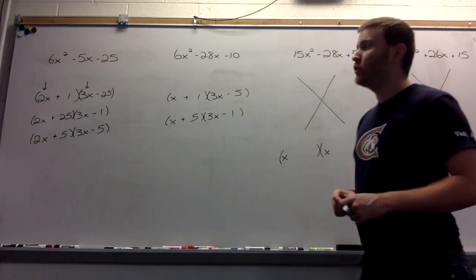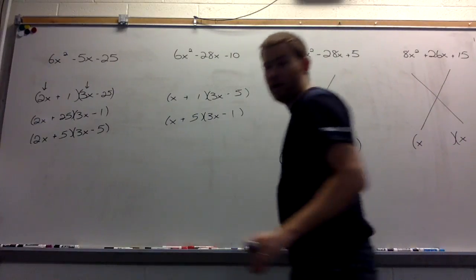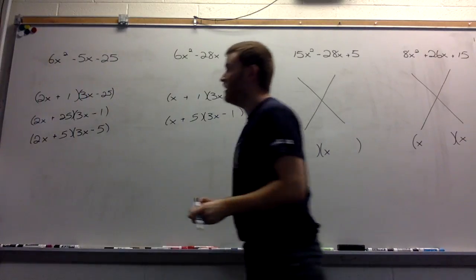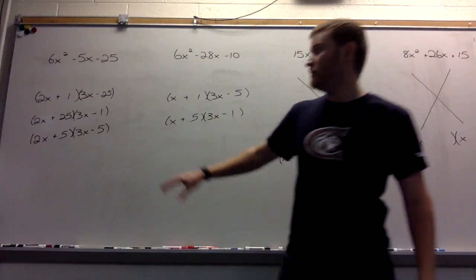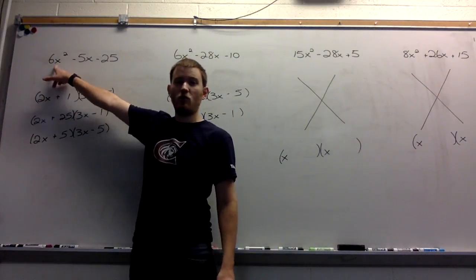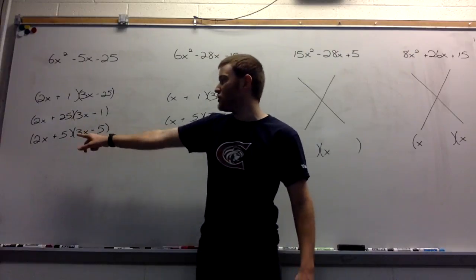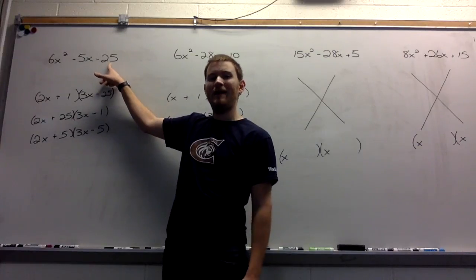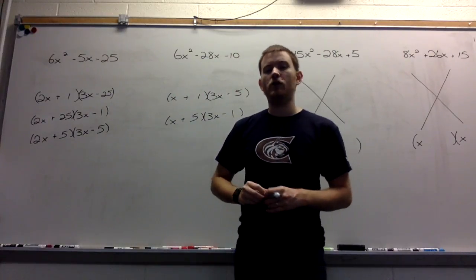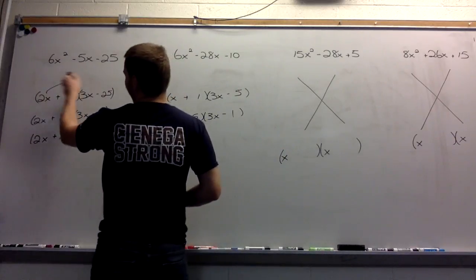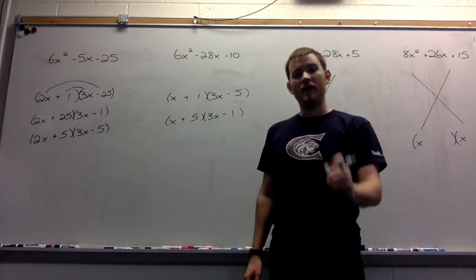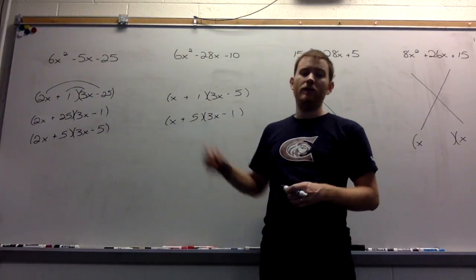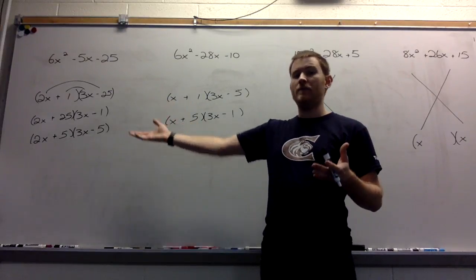To figure out if they do work, I go back through my FOIL method. My FOIL method is first, outside, inside, and last. My first two, I already determined my numbers so that they get to 6x squared. So they're all good. My last two, the 5 and the 5, the 1 and the 25, I've already set up so they get to 25. And so both of those are already good. What I'm looking for now is, what does my outside-inside pair get me? Because the answer should be negative 5. If it's not, that means that set of parentheses is not the correct one. If it is, that means it does work.